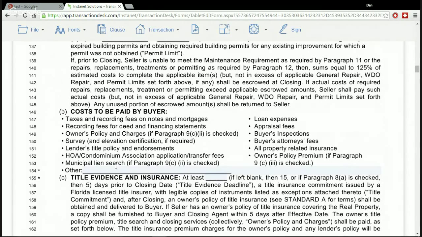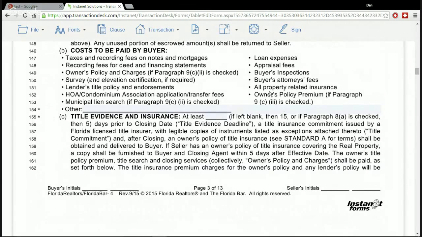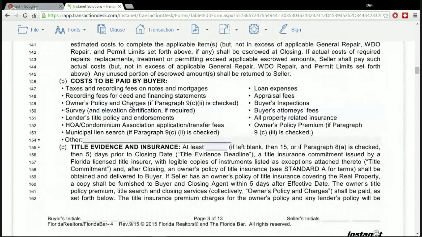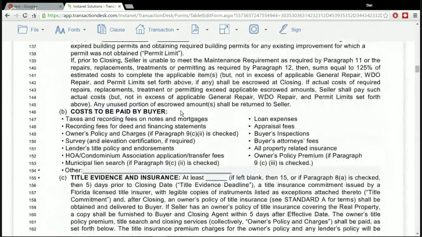Transfer fees for HOA, loan expenses, that's some of your closing costs related to your loan. Appraisal fees, you can have an appraisal. Inspections, attorney's fees if that's applicable, and all insurance, property insurance would be a cost for the buyer. It's important to be familiar with that when the buyer asks you, well, what am I responsible for? Or the seller asks you, what am I responsible for? Well, it's pretty clear. That's what you're responsible for. Those are some standard costs right there.